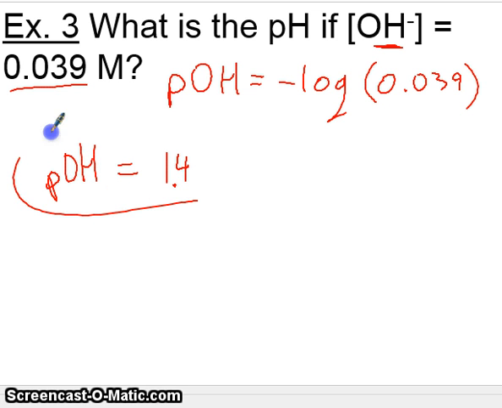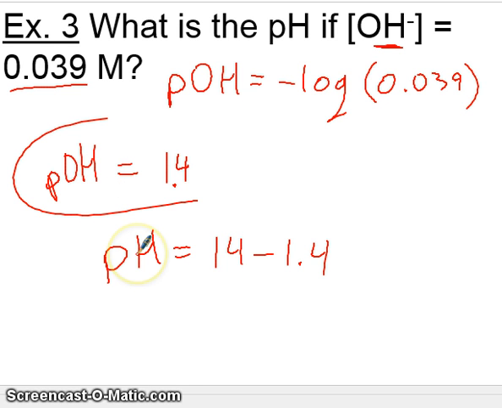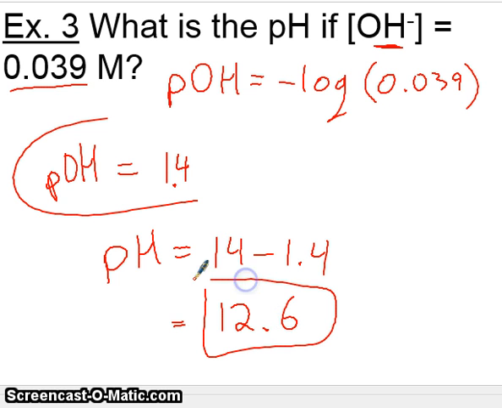And now, to get the pH, it's as simple as doing 14 minus 1.4, because the pOH and pH add up to 14, so you would subtract that from 14. And you should get 12.6. And here is the pH, 12.6. Again, no units. So we did the same thing, except this extra step was required.